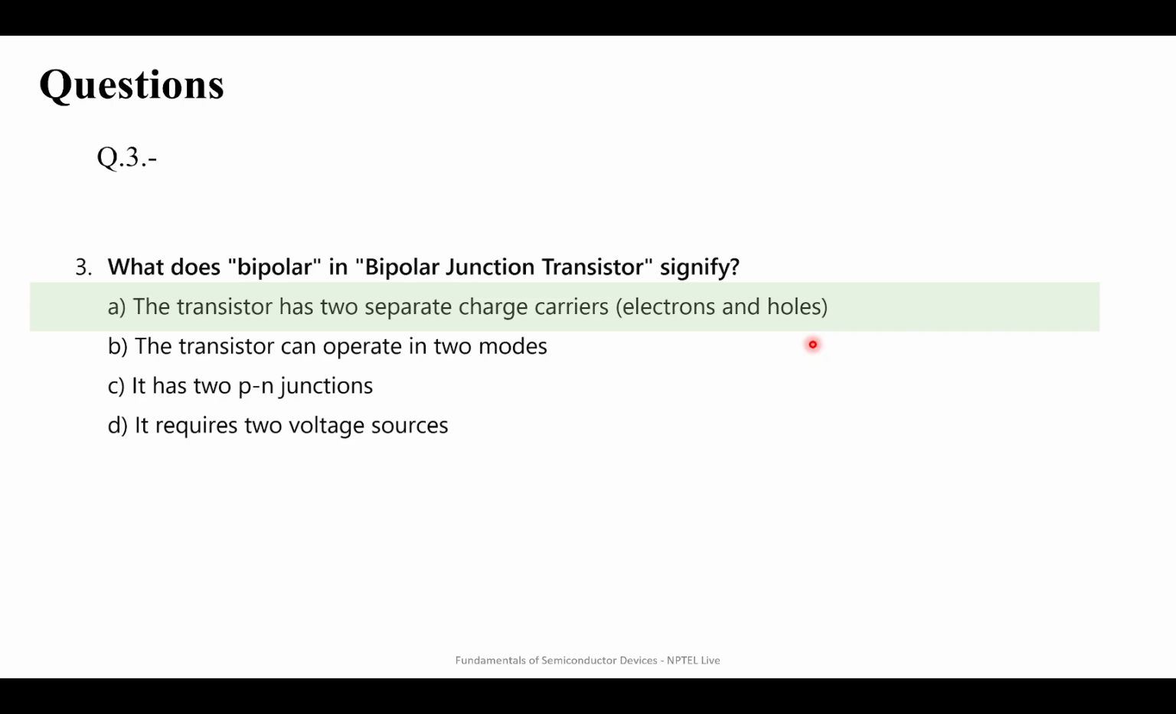So the working of a BJT involves the conduction of both the electrons and holes. Therefore, the term bipolar. So you see, electrons are negatively charged, holes are positively charged, so they are opposite poles. Therefore, the term bipolar comes.